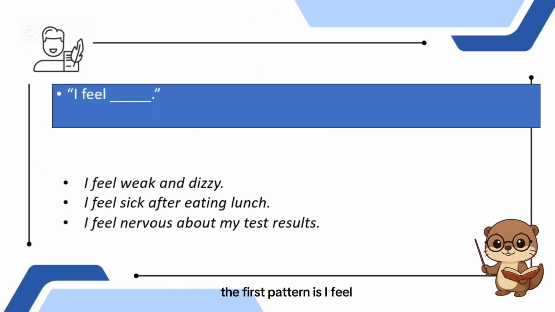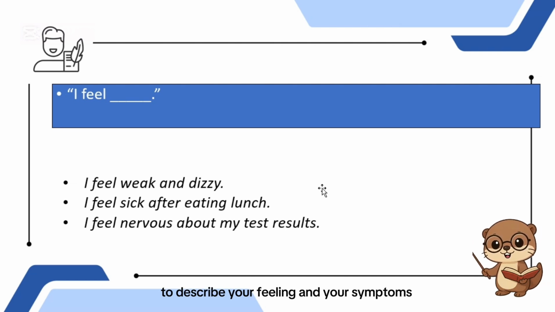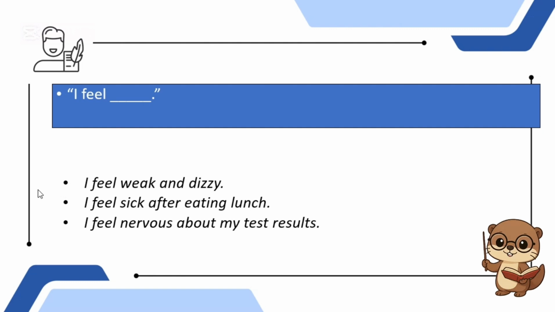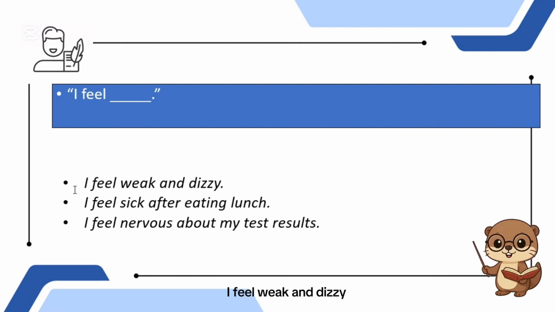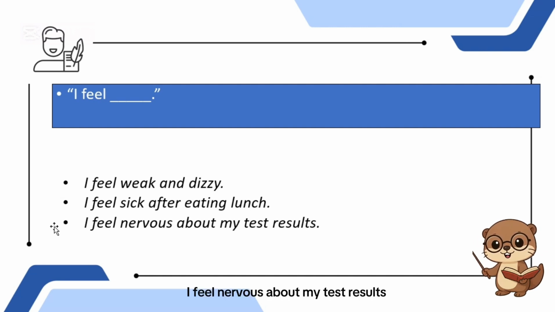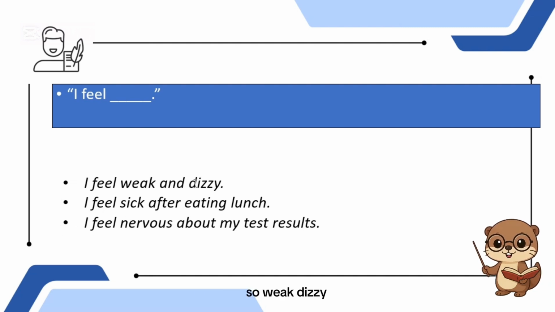The first pattern is I feel. Usually you use an adjective to fill in the blank to describe your feeling and your symptoms. I feel weak and dizzy. I feel sick after eating lunch. I feel nervous about my test results. So weak, dizzy, sick, nervous are all adjectives.